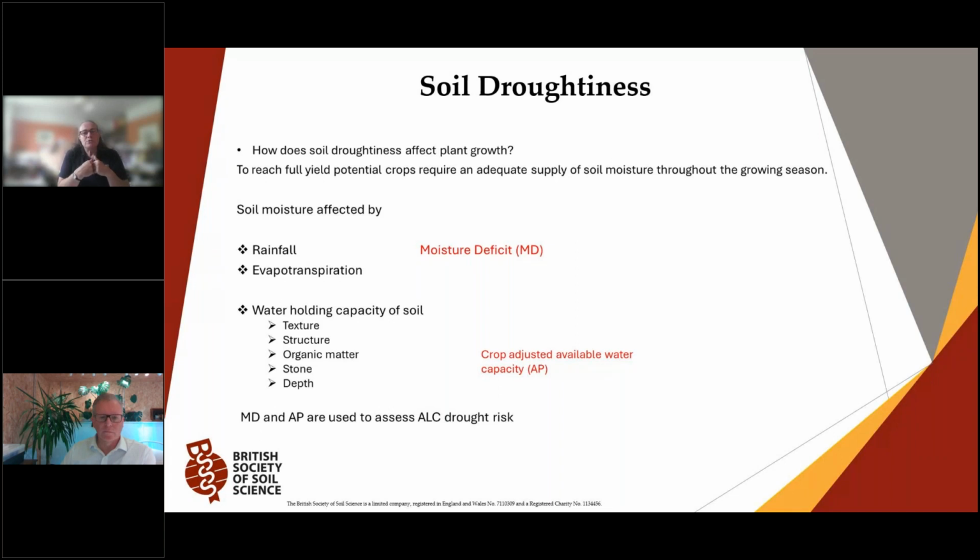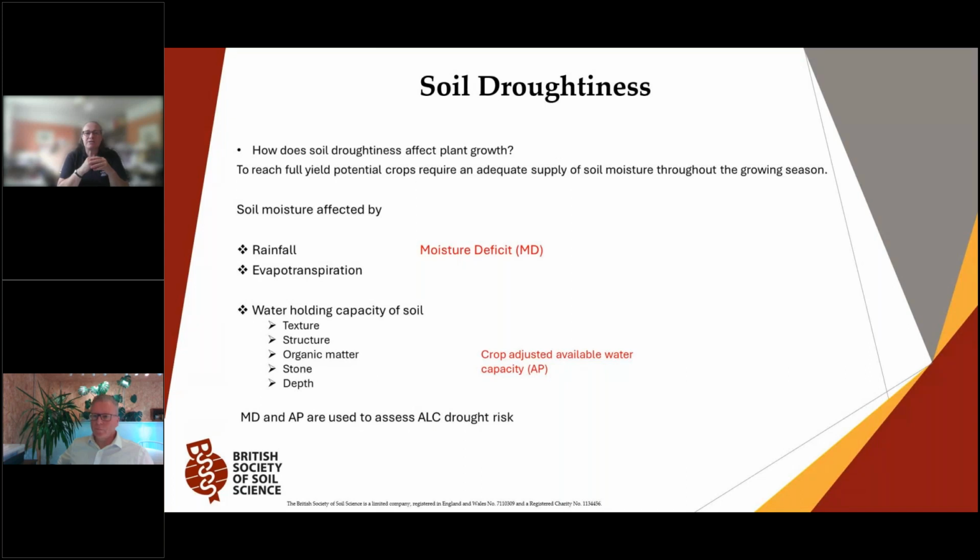Then the water holding capacity of the soil is affected by its texture, structure, organic matter, stone and depth. And this will provide you with the available water for that particular soil in that particular location. If you transferred the soil to a different location, it would have a different climate regime, and so you would end up potentially with a different ALC grade at the end. So the moisture deficit and the available water are used to work out the ALC drought risk.